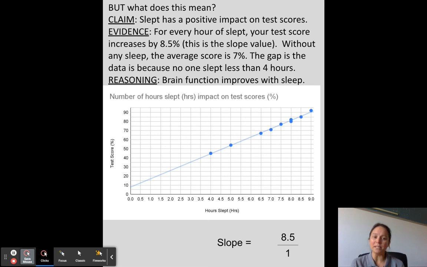I hope that this is helpful and that you have a better understanding of what we can learn from a scatter plot and how these can be very useful in science and in the science classroom.